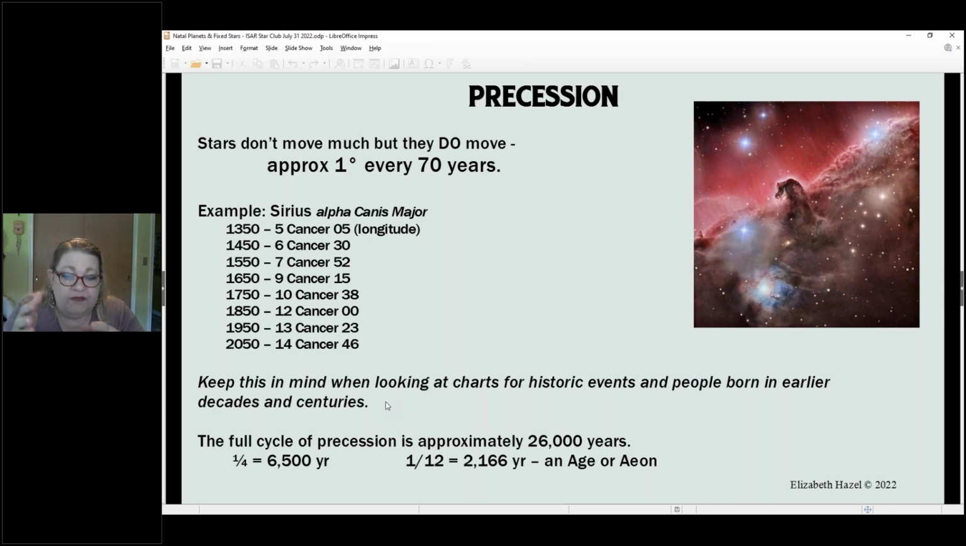And then 1/12 of that, which is called a platonic year or an aeon, is 2,166 years. Okay, so that math is really neat and tidy, but the constellations are actually very big or very small. They're all different sizes. So the actual length of an age could be 2,100 years, but in reality, the spring equinox can pass through a constellation in much less than that.